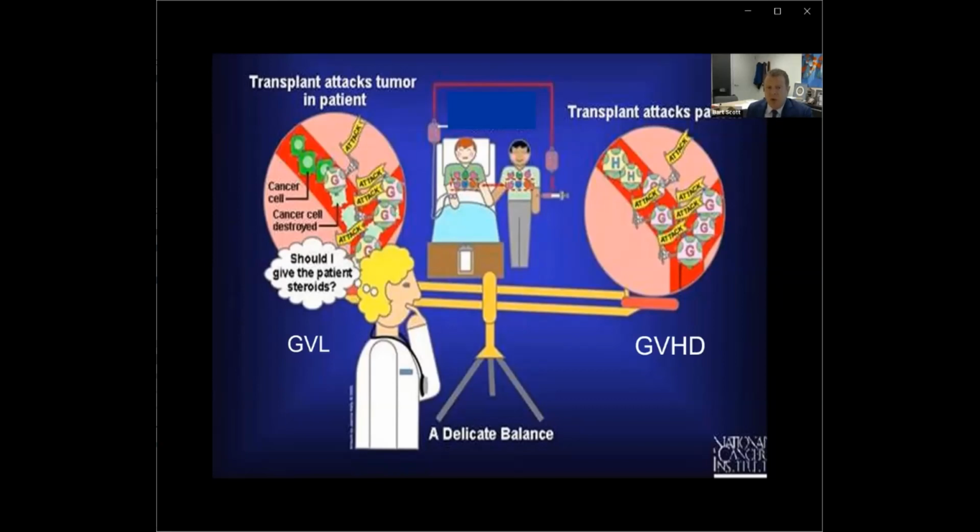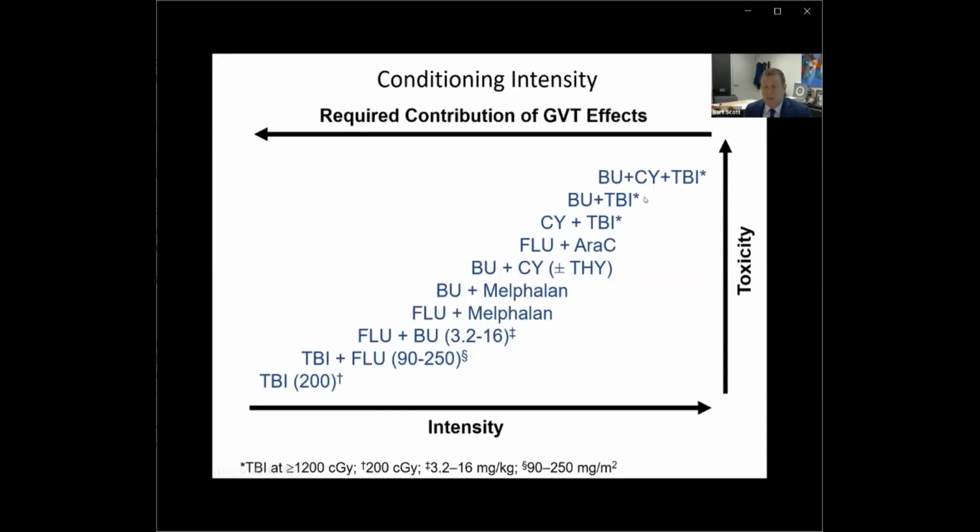But there's actually an important component of the transplant where the donor cells can attack the cancer cells and destroy them. Now, the donor cells can also attack the patient. That's called graft versus host disease. So as physicians who specialize in stem cell transplant, we're always trying to balance the benefit of this graft versus leukemia effect with the detriment of graft versus host disease. And as you can see, it is a delicate balance.